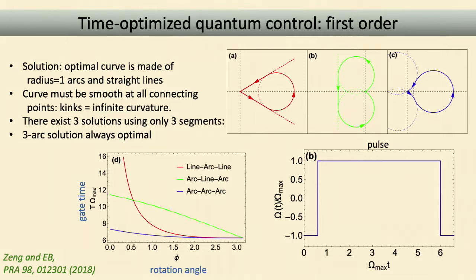Anything else requires more segments and more time. So then I just have three possibilities. So I can look at all three, and I can compare their lengths systematically for every opening angle I'm interested in, which determines the quantum gate I care about. And it turns out that always the one with three circular arcs is the one that wins. So this is the unique global solution to this problem. Circular arcs mean constant curvature, which means square pulses. So this is what the pulse looks like for this optimal solution.